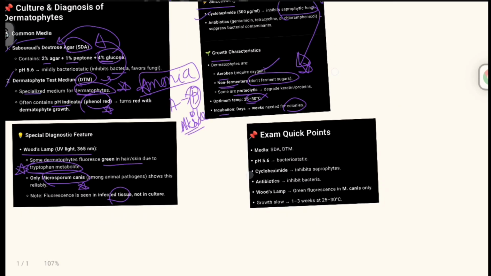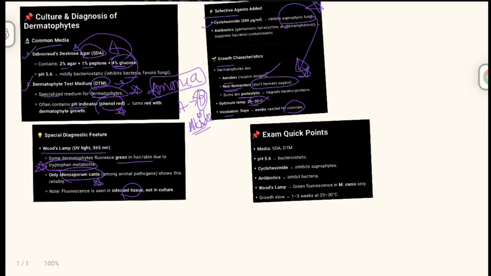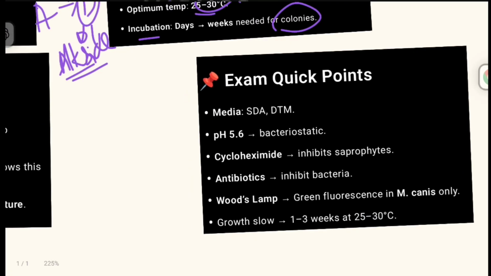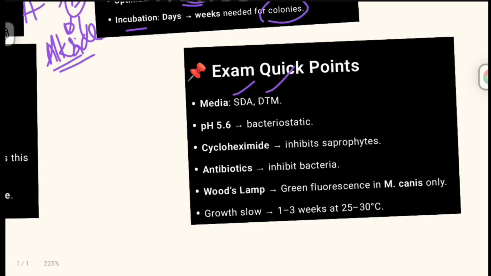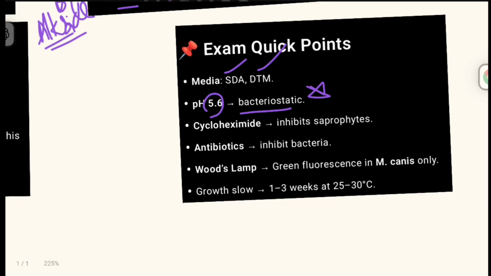So basically, to sum up this part on the cultural characteristics of the dermatophytes, the media which we use to culture the dermatophytes are Sabouraud dextrose agar and dermatophyte test medium. The pH which is favored for the growth of dermatophytes is mildly acidic, that is 5.6. At the same time, this acidic pH tends to inhibit the multiplication of bacteria, thereby making it bacteriostatic. Some selective agents such as cycloheximide are used, and cycloheximide will inhibit saprophytic fungal growth. We can also add antibiotics to inhibit bacteria.